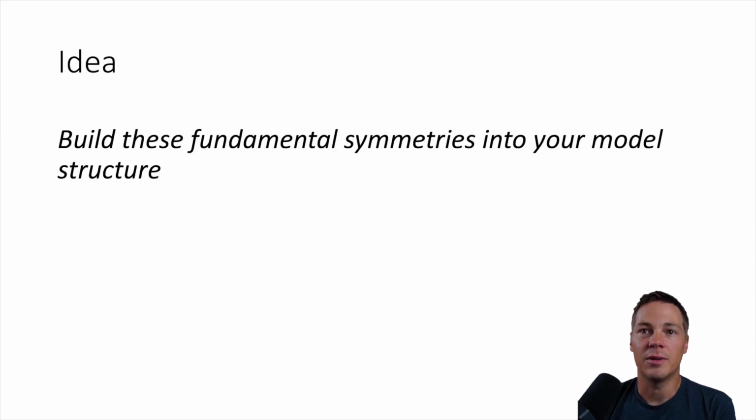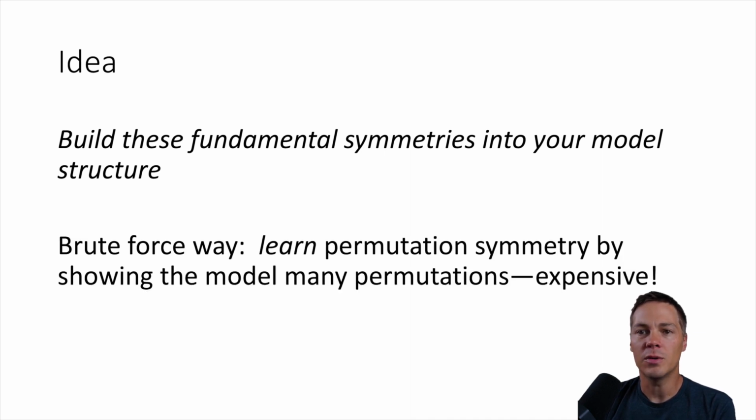So the idea we have here is that we want to build these fundamental symmetries into our model structure so that it can handle these cases elegantly and actually benefit from them. And we'll see how to do that in just a bit. But you could also imagine the brute force way, which is you just shuffle your graph representation, the ordering in your matrix, and you train a model on all the different ways you could do that permutation. But you can imagine, first of all, the number of permutations is enormous, and then you would be sort of wasting all this computation by trying to train the model to learn these symmetries.